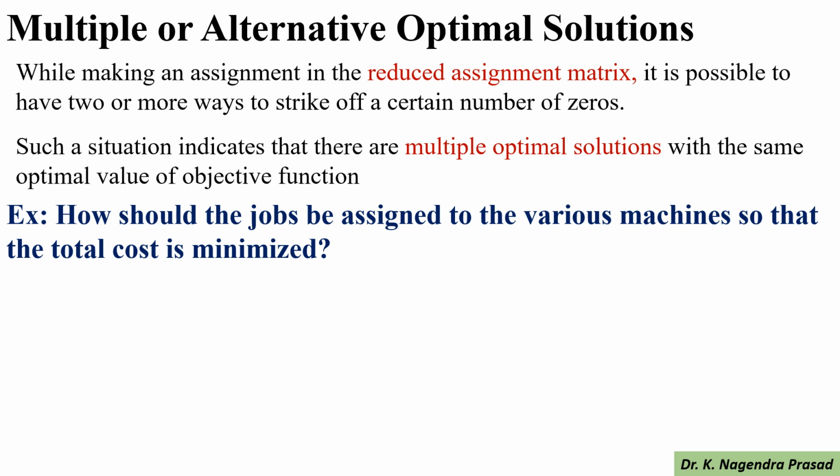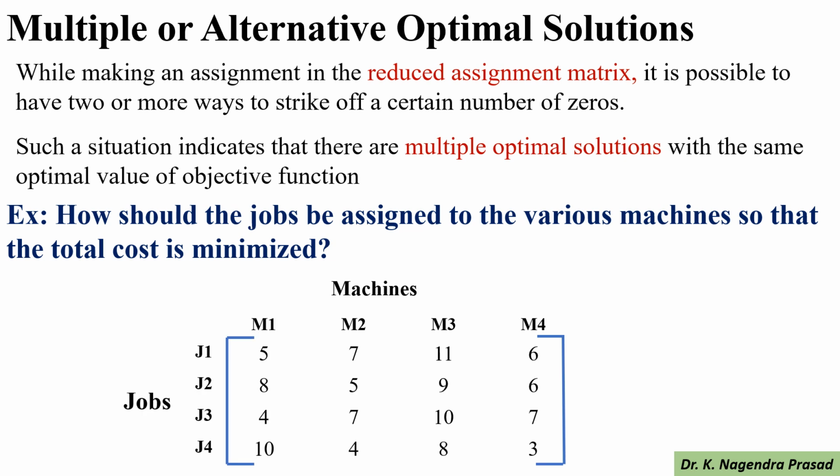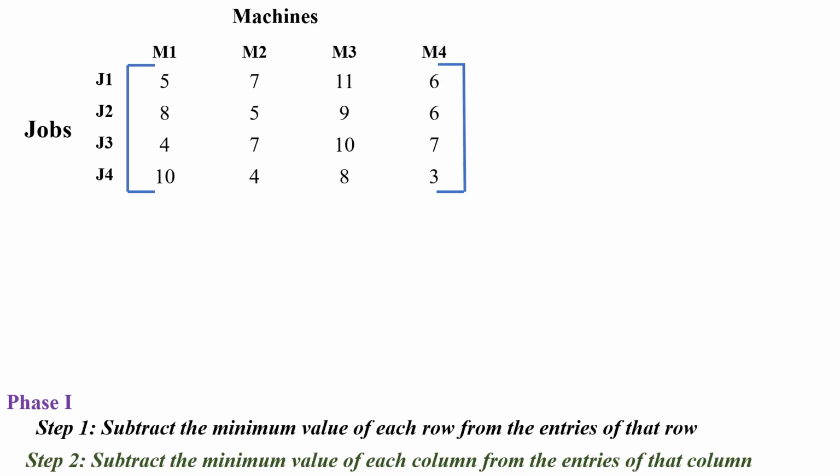We will discuss this with one example problem. Let's see the problem. How should the jobs be assigned to the various missions so that the total cost is minimized? Here the cost matrix is given for the 4 jobs with the 4 missions. Let's see the solution. This assignment problem can be solved by applying the Hungarian method. In the Hungarian method, phase 1 is row and column reduction.